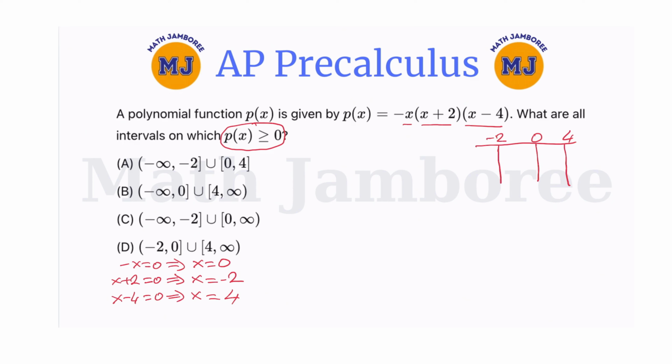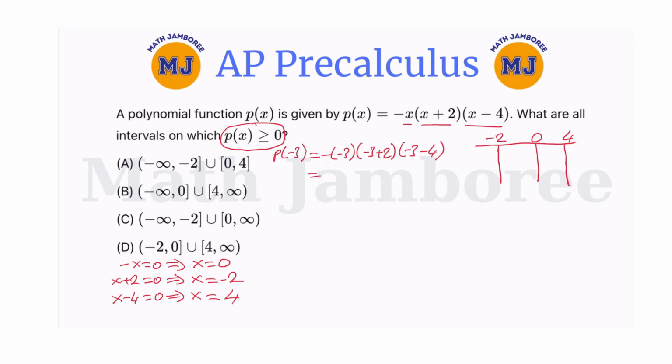What number comes before negative 2? You can use negative 3, negative 4, negative 5, negative 10, or even negative 1000. It doesn't matter. We're going to go with negative 3. So let's substitute negative 3 for x. Let me rewrite this. This negative comes from the original, and negative 3 plus 2 and negative 3 minus 4.